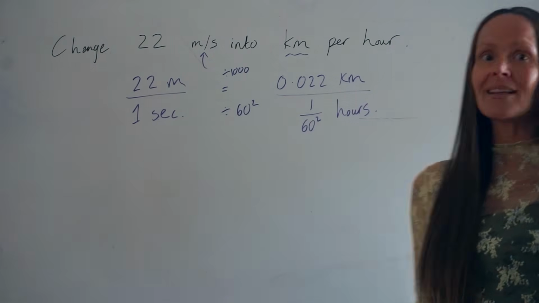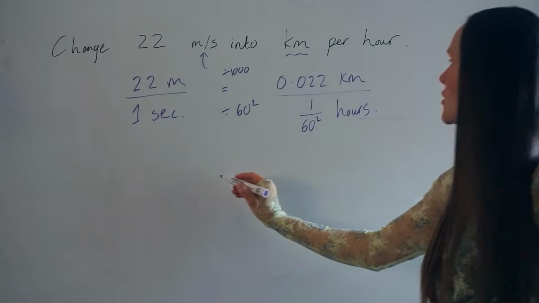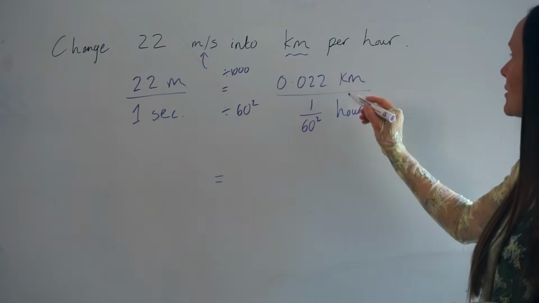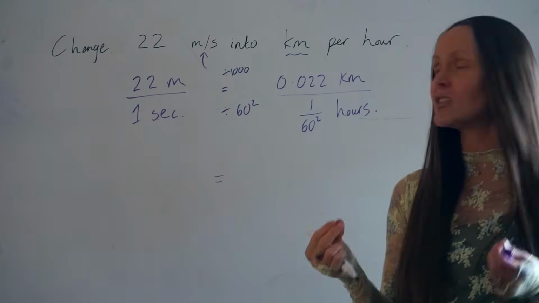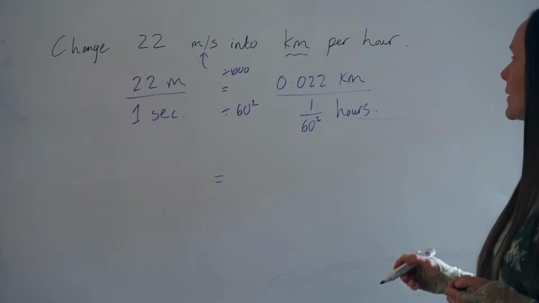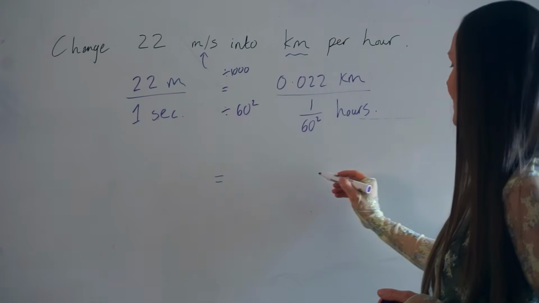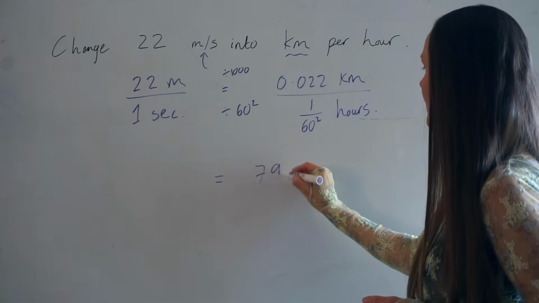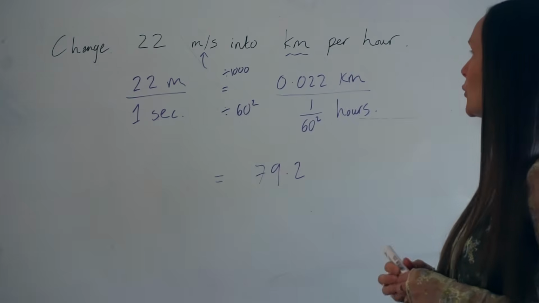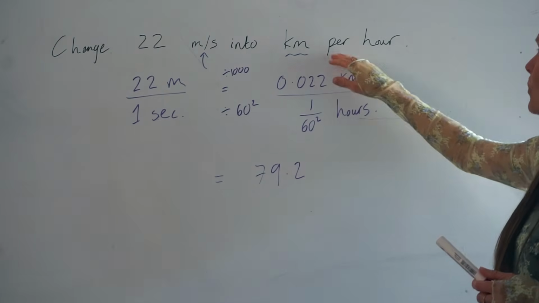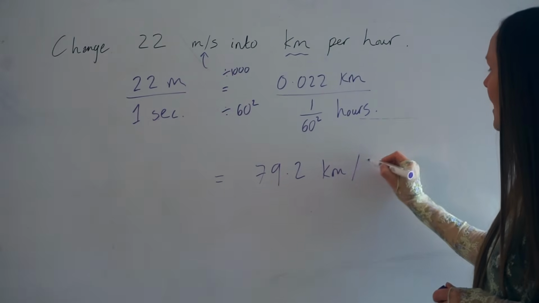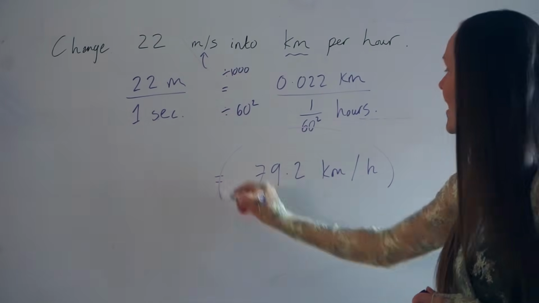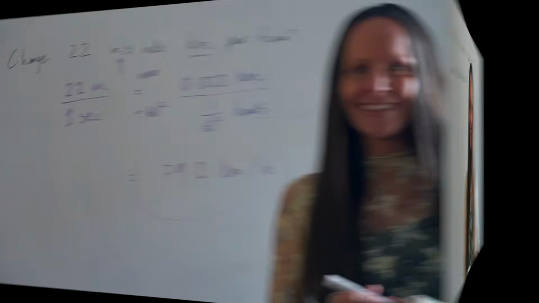Okay, so the last thing now is to calculate, okay? So you have to divide 0.022 by 1 over 60 squared. So you're actually dividing 2 times, so watch out here. And when you calculate this, you should get 79.2. And remember, the units are kilometers per hour, which is written as kilometers/h, okay? And there is the final answer.